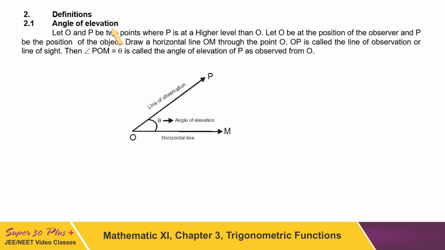What is the angle of elevation? Let O and P be 2 points where P is at a higher level than O, and O is the position of the observer and P is the position of the object. Draw a horizontal line OM through the point O. OP is called the line of observation or line of sight. Then angle POM equal to theta is called the angle of elevation of P as observed from O. This is the angle of elevation, this is the horizontal line and this is the line of elevation.